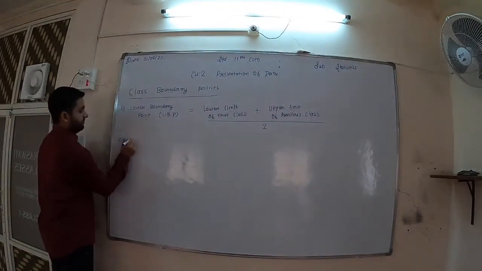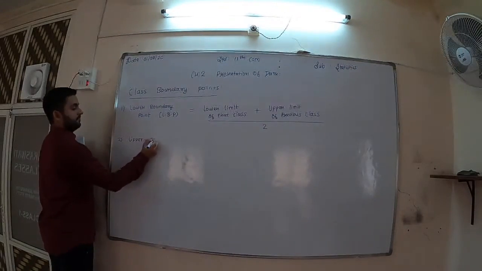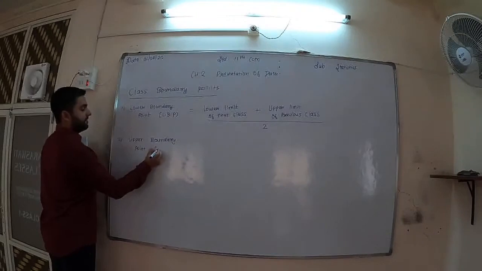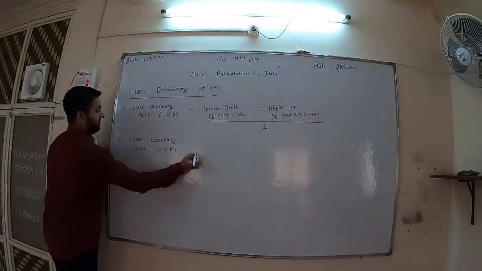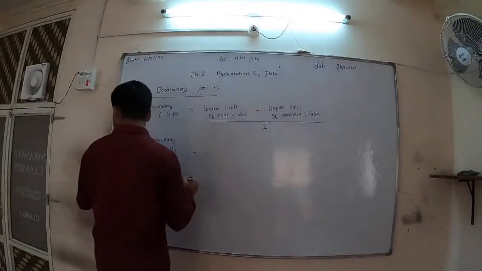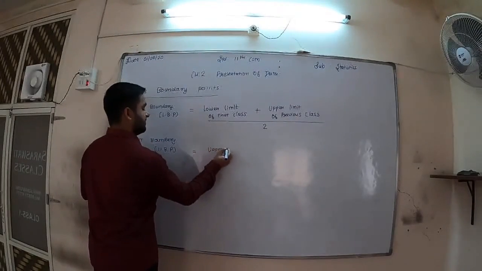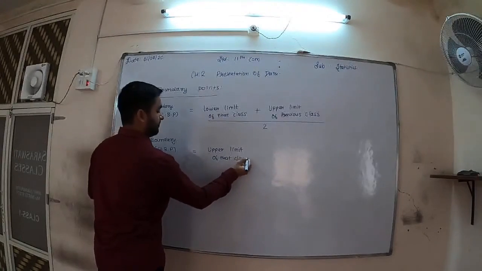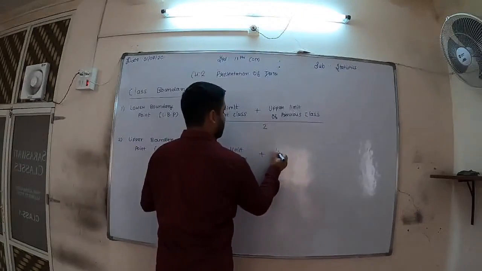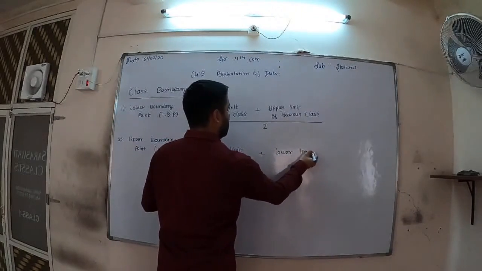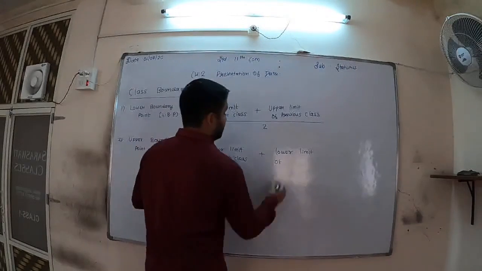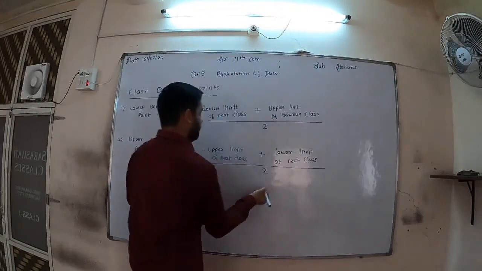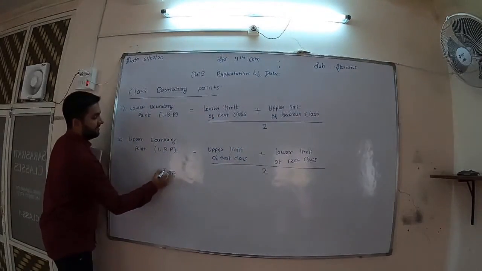Then upper boundary point, that is UBP, is the upper limit of that class plus the lower limit of the next class, that is the succeeding class, divided by 2. One more formula is given.